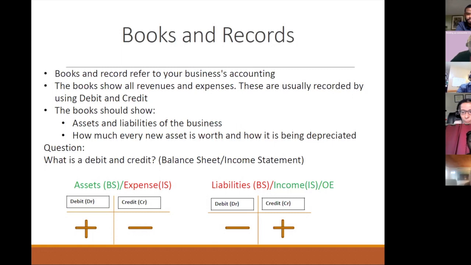You increase your assets and you increase your income. Your debits 200, your credits 200. Boom. Okay, it balances.